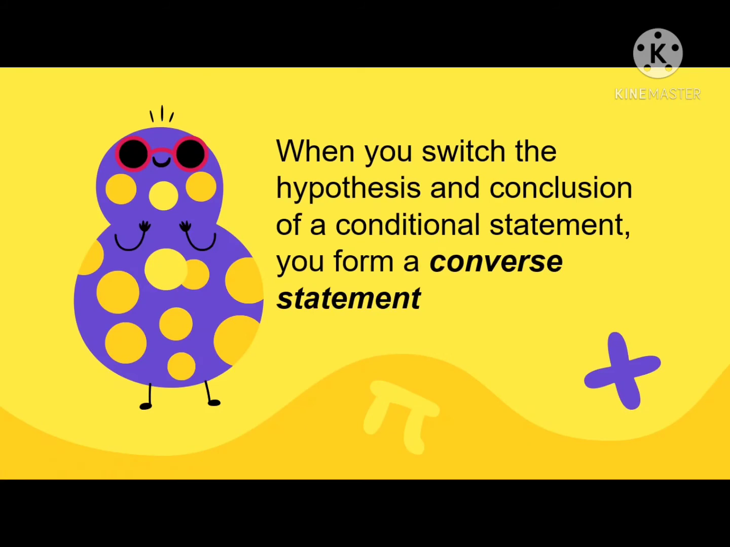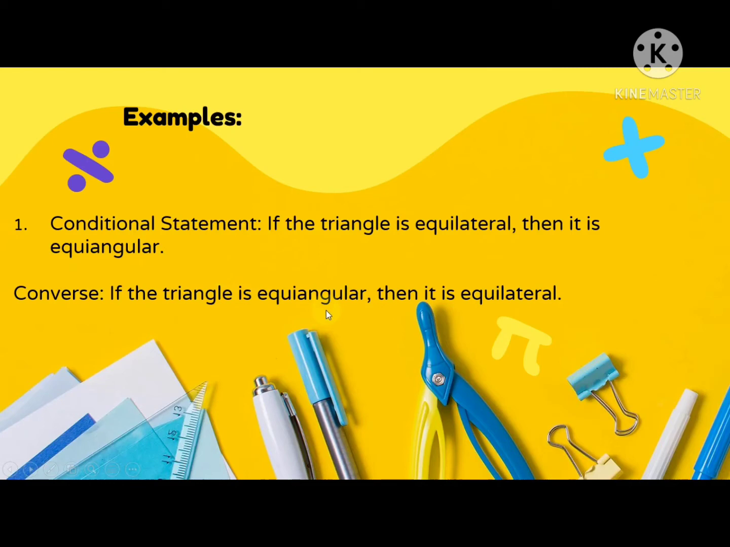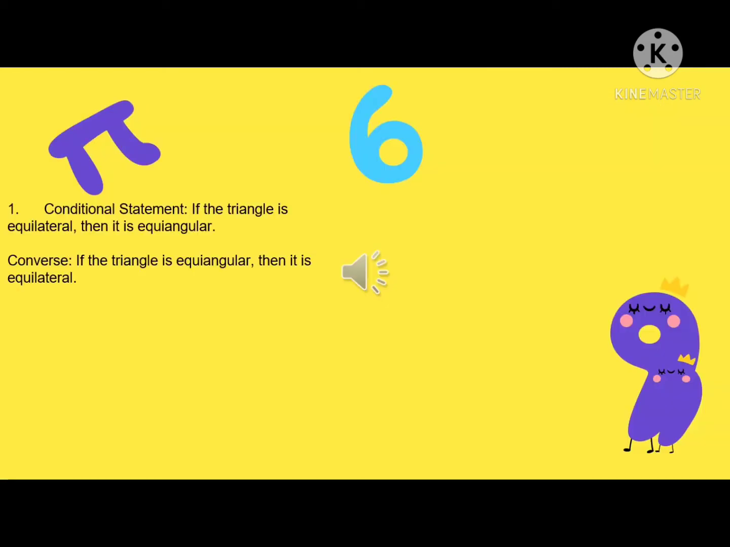When you switch the hypothesis and conclusion of a conditional statement, you form a converse statement. So, yung ginagawa natin kanina, pag-switch ng hypothesis and conclusion, it is called a converse statement. So, let us have another example. Yung kanina, yung number 1, if the triangle is equilateral, then it is equiangular. Sinwitch natin siya. If the triangle is equiangular, then it is equilateral.